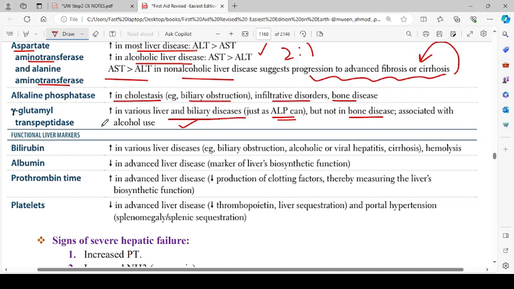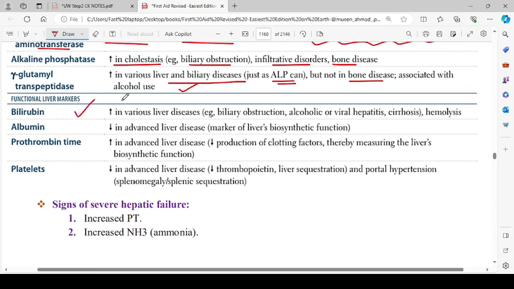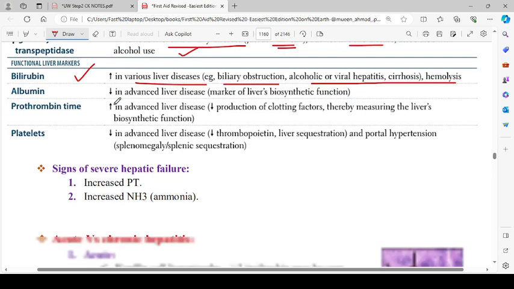To check if the alkaline phosphatase is coming from the bone or from the liver, we check the level of GGT. If GGT is also elevated, we rule out the bones and we are very sure that the alkaline phosphatase is coming from the liver. Bilirubin increases in various liver diseases, for example biliary obstruction, alcoholic or viral hepatitis, cirrhosis, and hemolysis. Albumin is decreased in advanced liver disease. It is a marker of liver biosynthetic function.